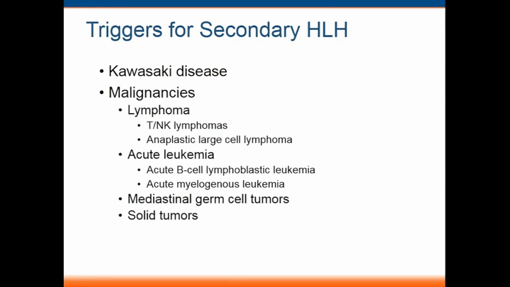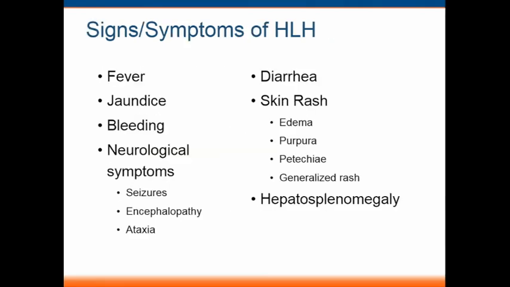I've seen it once in a person with acute myelogenous leukemia. We can also see it in mediastinal germ cell tumors, which may be associated with severe thrombocytopenia and red cell destruction, and in some other solid tumors. So the signs and symptoms of these disorders are, again, this cataclysmic presentation of fever, jaundice, bleeding.